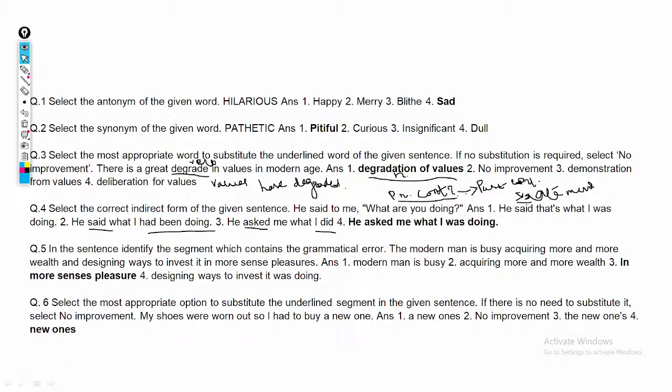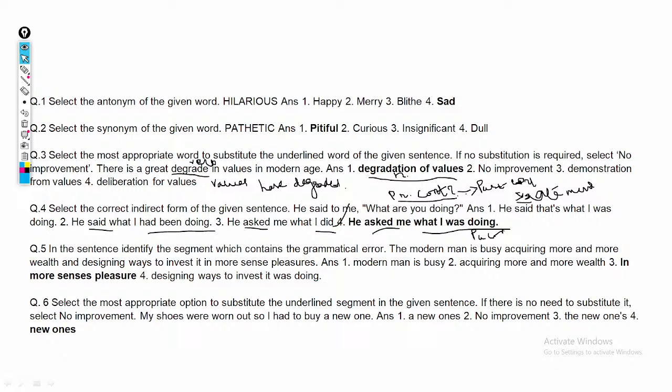But here it said what I did, so obviously it is not correct. The next one says, he asked me what I was doing, and in fact this is the correct option, because asked is also there and what I was doing is also there. So this gives you the past continuous. And since this is not a statement, this is a question, we have to write asked.